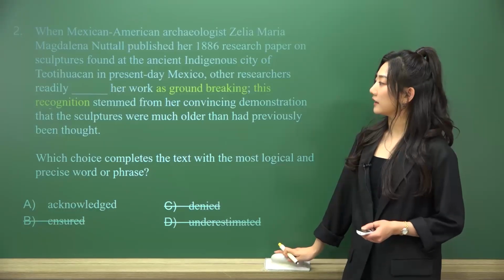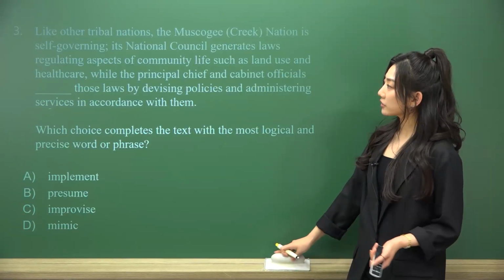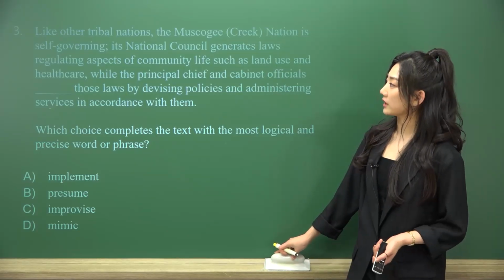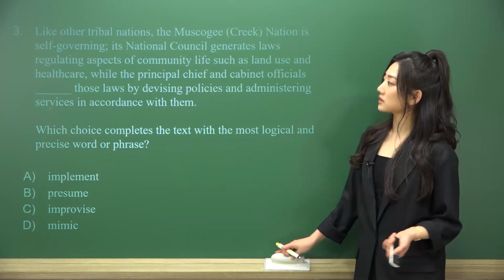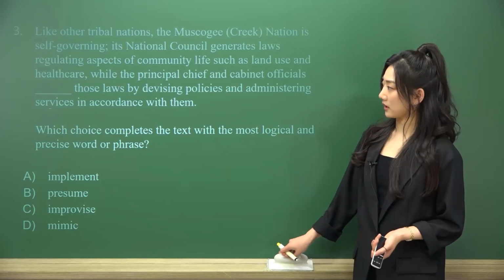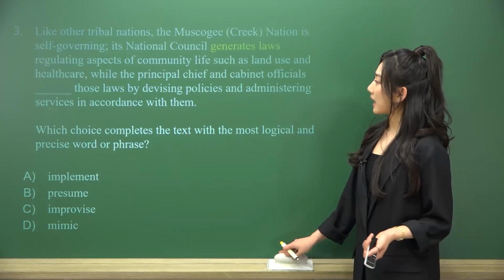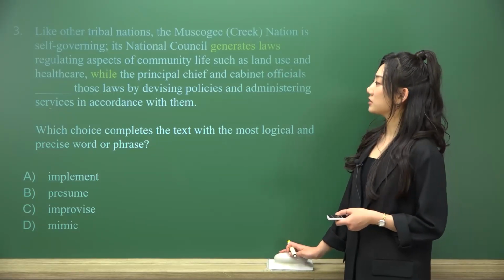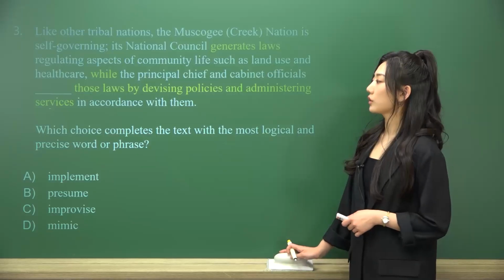Okay, number 3. Like other tribal nations, the Muskogee Creek Nation is self-governing. Its national council generates laws regulating aspects of community life such as land use and healthcare, while the principal chief and cabinet officials blank those laws by devising policies and administering services in accordance with them.